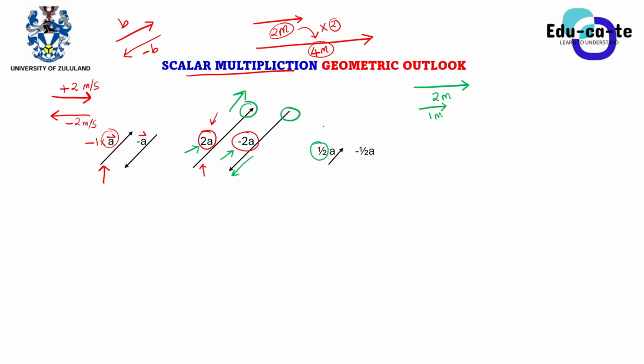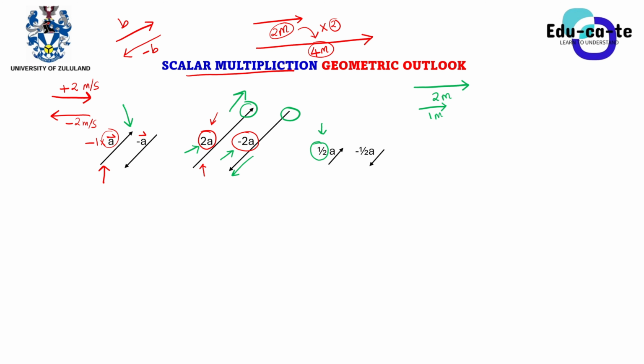So you can multiply by a fraction. When you multiply by a fraction, in most cases, you'll actually reduce the size of that particular vector. In this case, we have reduced the size of a. If you look at the original vector a, where everything arose from, and you look at half of a, it is smaller, but it's still in the same direction.